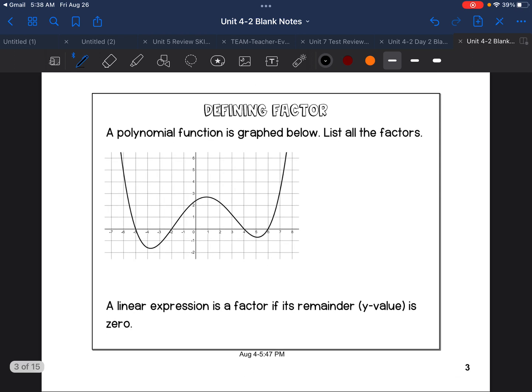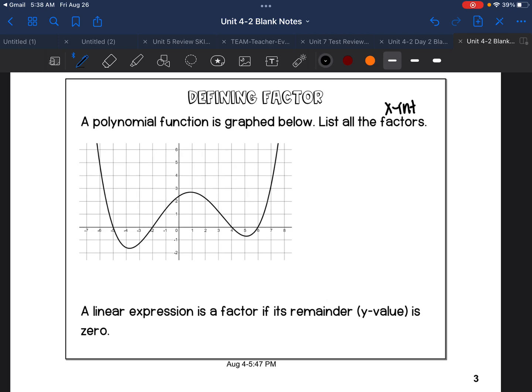So this is where your guided notes come into play. It says a polynomial function is graphed below. It says list all the factors, okay? Now again, we said factors represent x-intercepts on our graph.